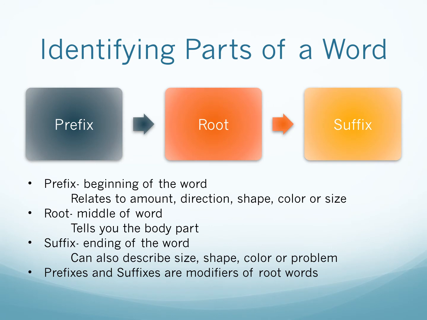Medical terms may have up to 3 working parts. The prefix part may be found at the beginning of the word and relates to the amount, direction, shape, color, or size. The root word is found in the middle and tells you the body part. The suffix portion can be found at the end of the word and can also describe size, shape, color, or even problem. Prefixes and suffixes are modifiers of root words.